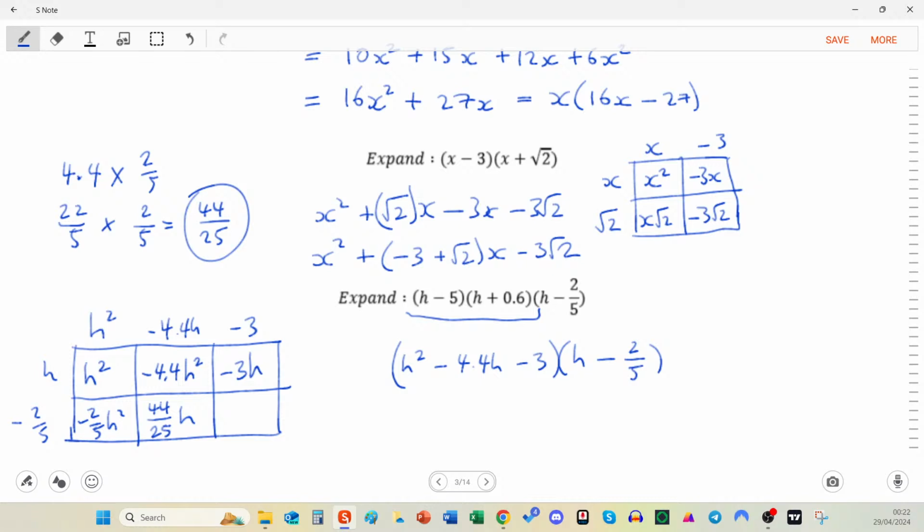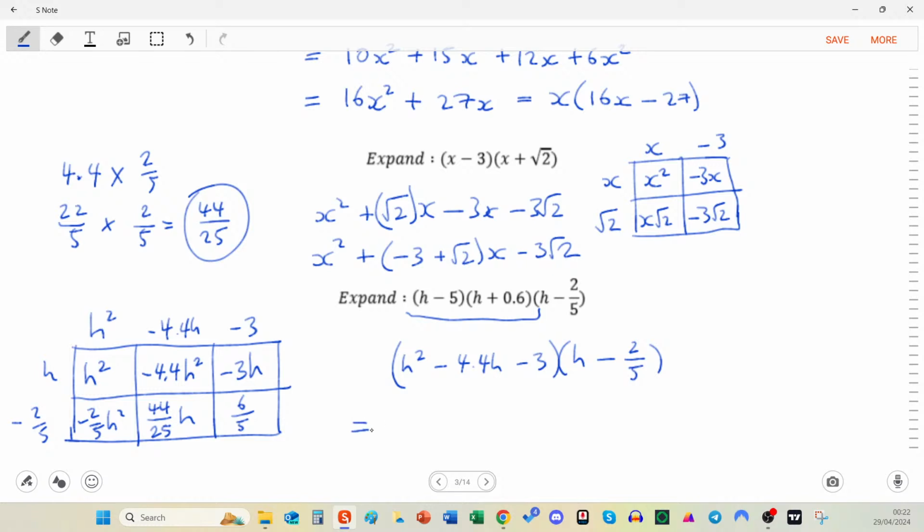If you're into it, 4.4 at the top here can be replaced with 22 over 5 as well, couldn't it? Negative 3 times negative 2/5. Well, ignore the negative again. 3 times 2 is 6. And over 5. There you go.